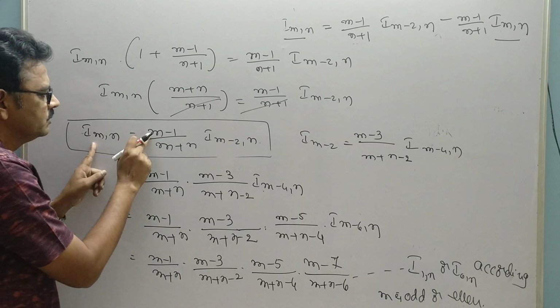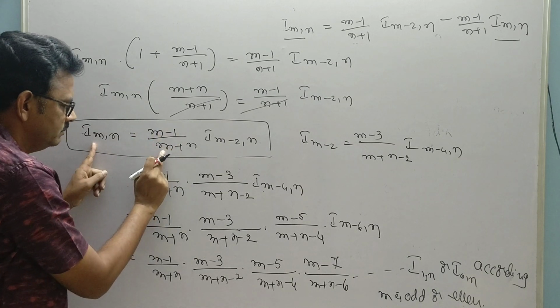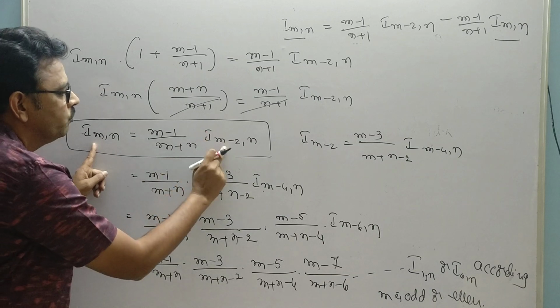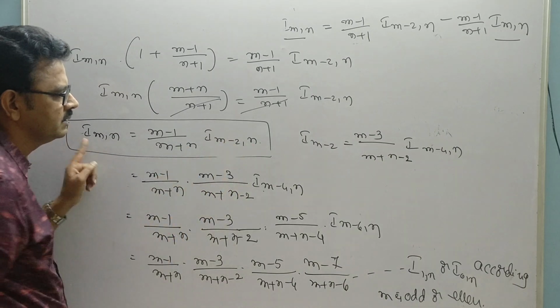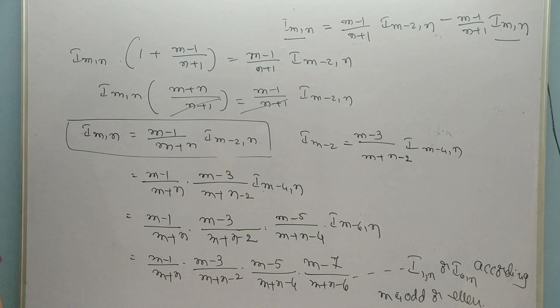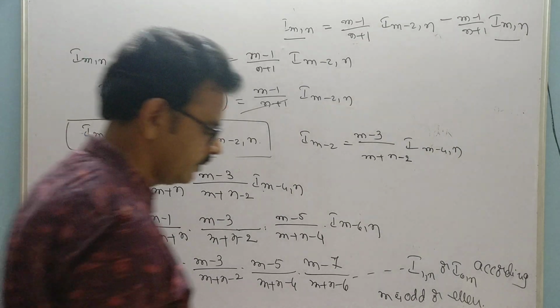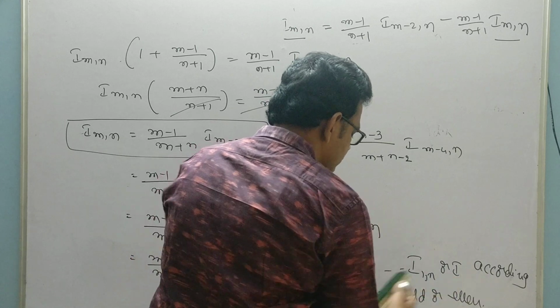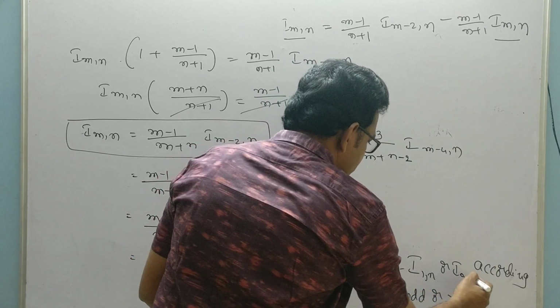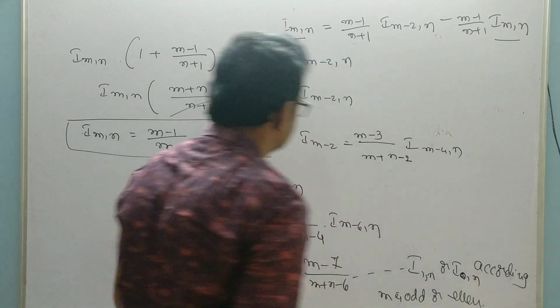So I(3, n) is 3 minus 1, that is 2 by 3 plus n, into I(1, n). In place of m, you write 3. So I(1, n). Okay, just write down. I(1, n) or I(0, n), this is n.